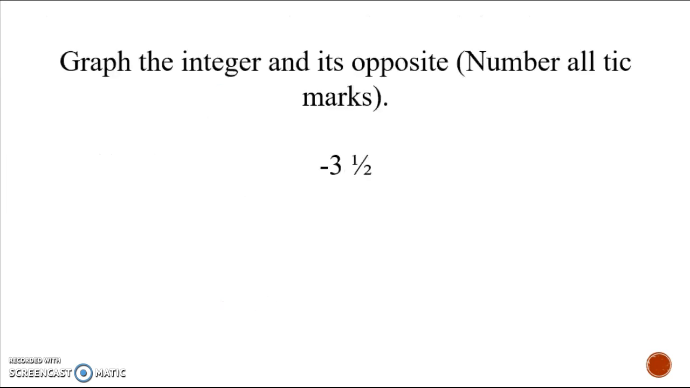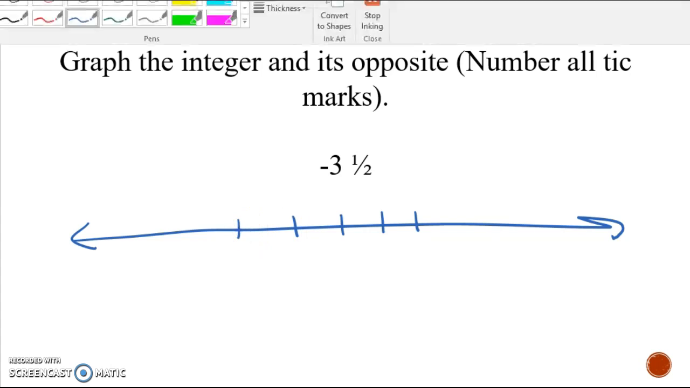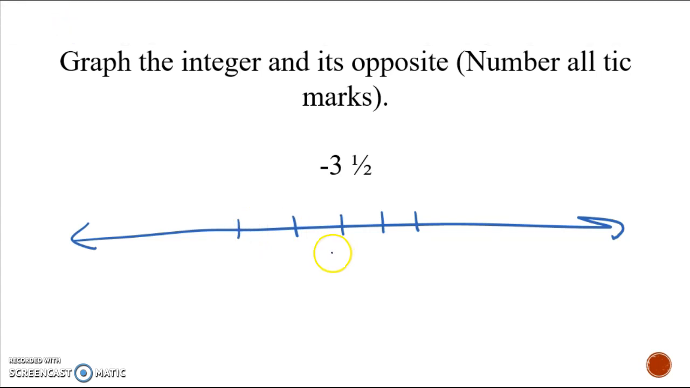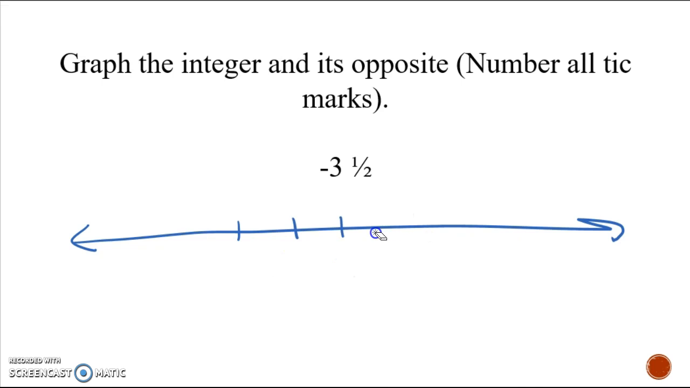All right, graph the integer and its opposite. So we have -3.5. So if I were to graph that, here is my graph. I'm gonna put, let's do 5 tick marks. Even though my graph's kind of big, but that's all right. Then if we want to label, so our middle is gonna be. Oh wait, sorry, I read the question wrong. We need to graph that number and its opposite. So actually, I want this differently.